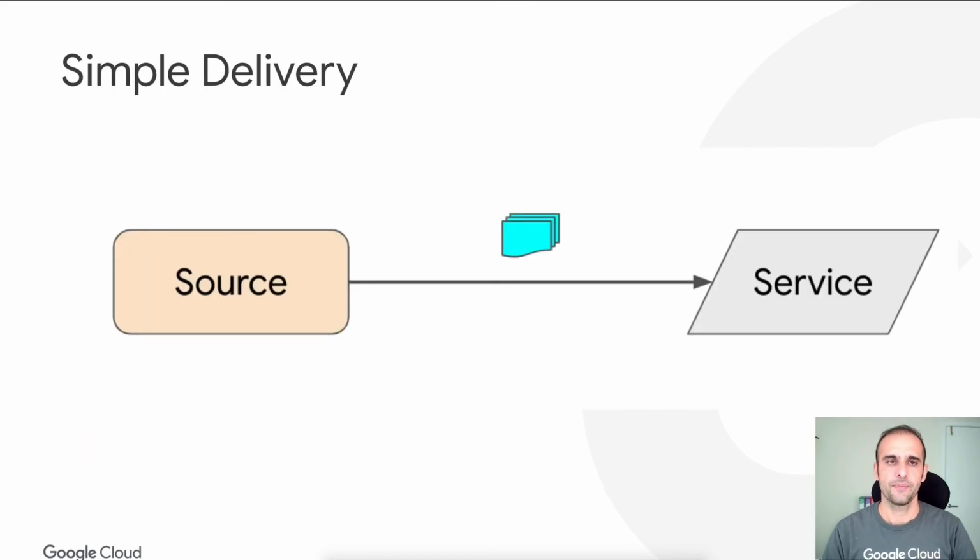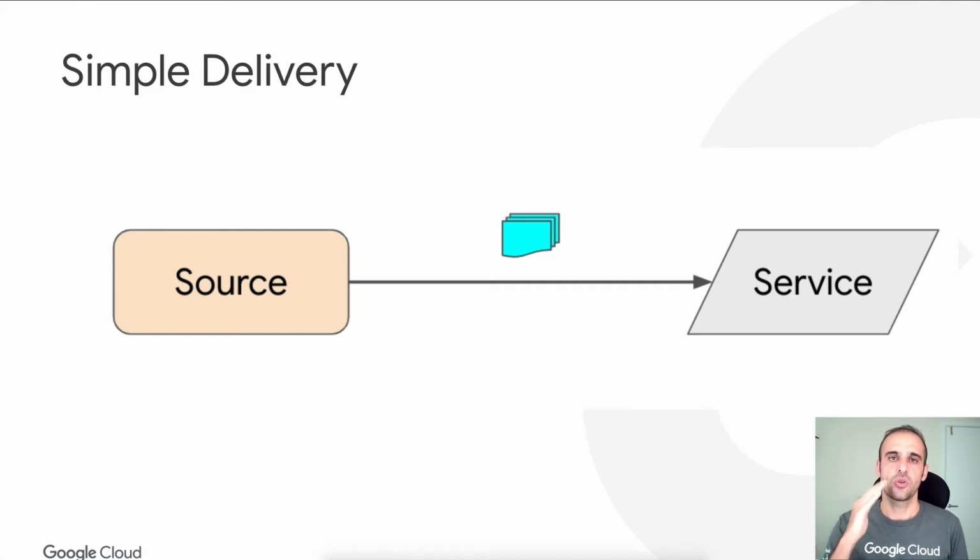Now, in simple delivery, you basically have an event source, and then you will have a service, let's say Knative service, and you just connect them together, right? It's the simplest way of sending a message from source to sink, in this case, a service. This is simple, meaning there's not much to worry about, but at the same time, it's very limited. First of all, you can only do one-to-one, so you can have one source to one service.